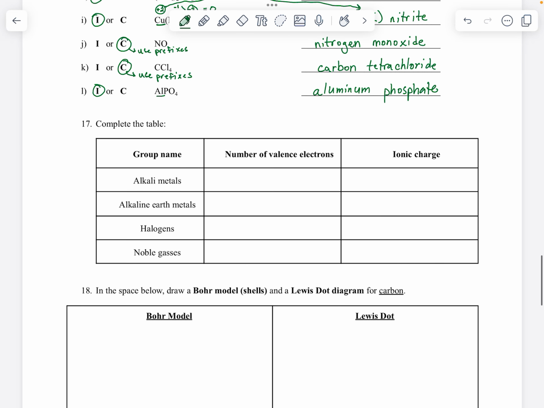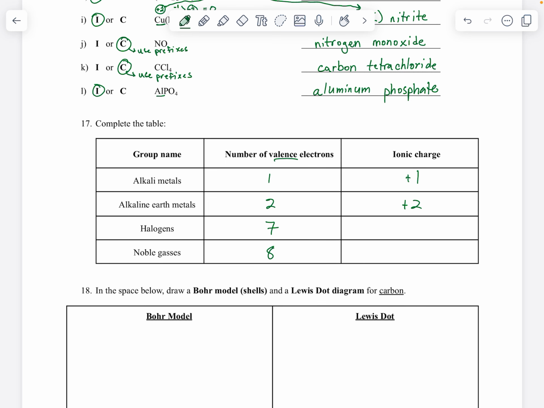Completing the table. This one's pretty straightforward. Valence electrons, alkali metals always have 1. Alkaline earth, 2. Halogen, 7. Noble gases, 8. The ionic charge, well, alkaline metals, they want to lose that 1, become more positive. Losing 2 for the alkaline earth metals, become positive 2.